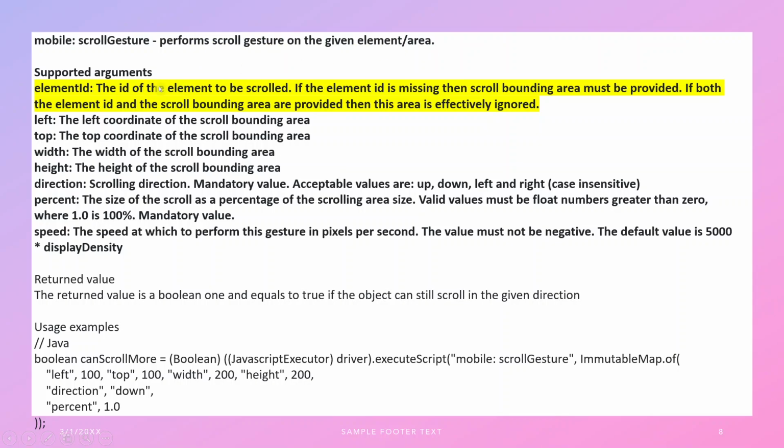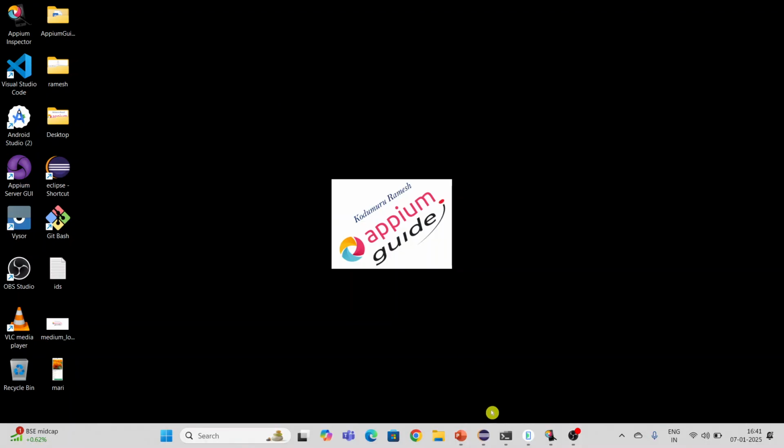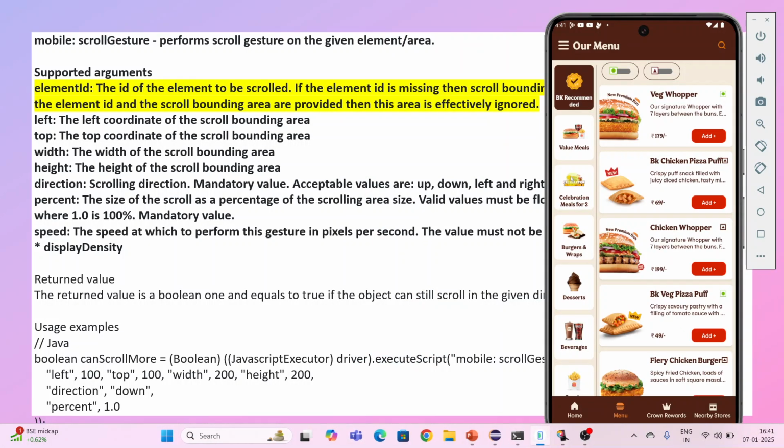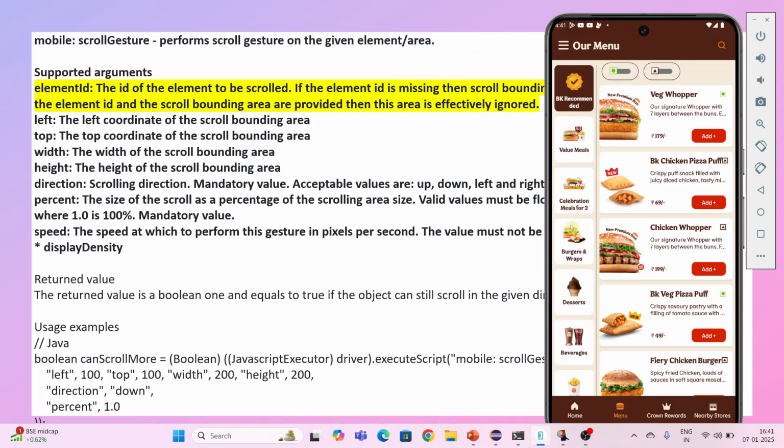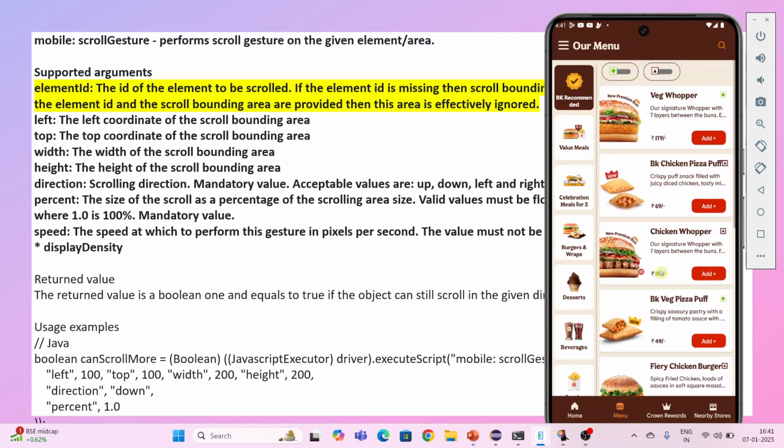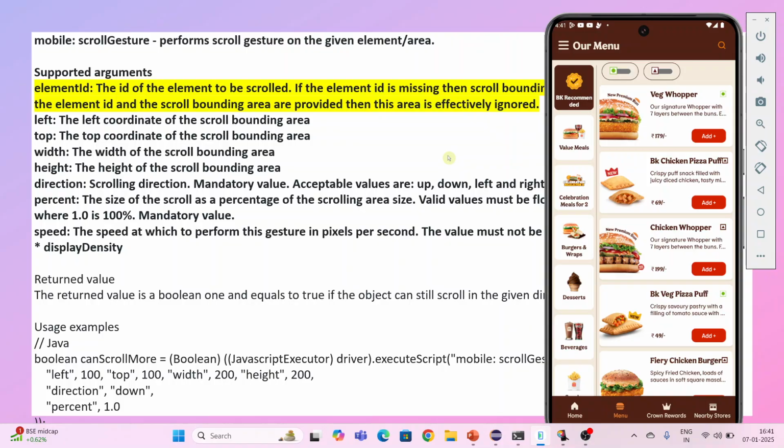The supported arguments: the first is element ID. So what is element ID here? The ID of the element to be scrolled. In this case we have to give the ID of this scrolling element. This is a scrolling element here, and here also we have a scrolling element. So this is about the element ID.